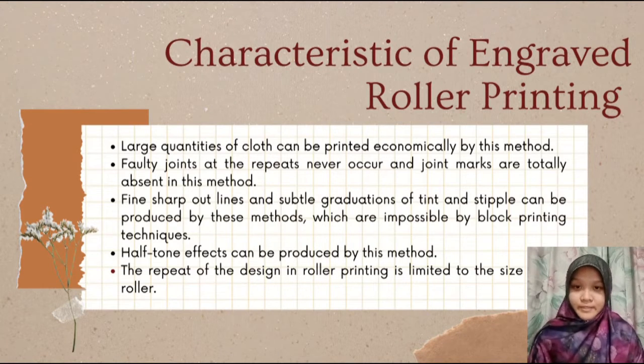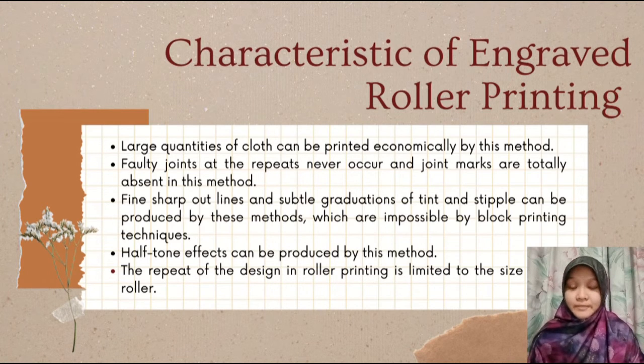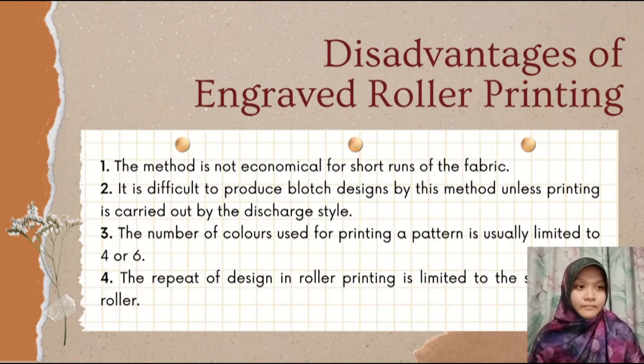Next, the characteristics of engraved roller printing. The first characteristic is that the cloth can be printed in large quantities. Second, faulty joints at the repeats never occur and joint marks are totally absent in this method. Fine sharp outlines and subtle graduations of tint and stipple can be produced by this method, which are impossible by block printing techniques. Half-tone effects can also be produced using this method. And the last one, the repeat of the design in roller printing is limited to the size of the roller.